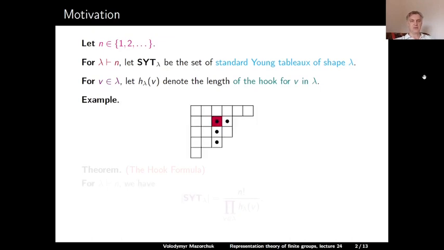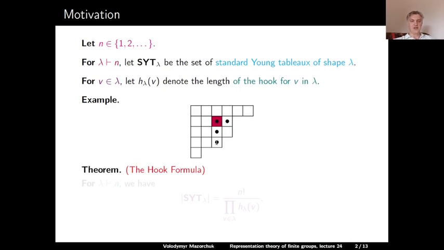Here is an example. If lambda is the partition 6, 4, 4, 3, 1, and we take as the box V this box which is in the third column and in the second row, then its hook consists of all boxes to the right of V and all boxes below V. So these boxes are marked by bullets. So the length of the hook for V in this case is 4.